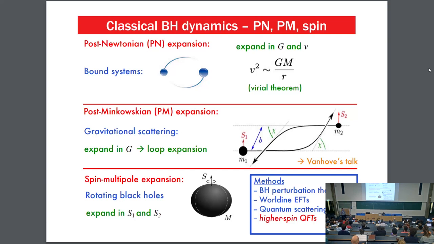So you all know that studying binary black hole systems is very important, and people have done it in several ways in the PN and the PM expansion. We heard it from Pierre's talk, I think it was maybe Monday. Another thing that's very important to include for astrophysical black holes is the dependence on spin.